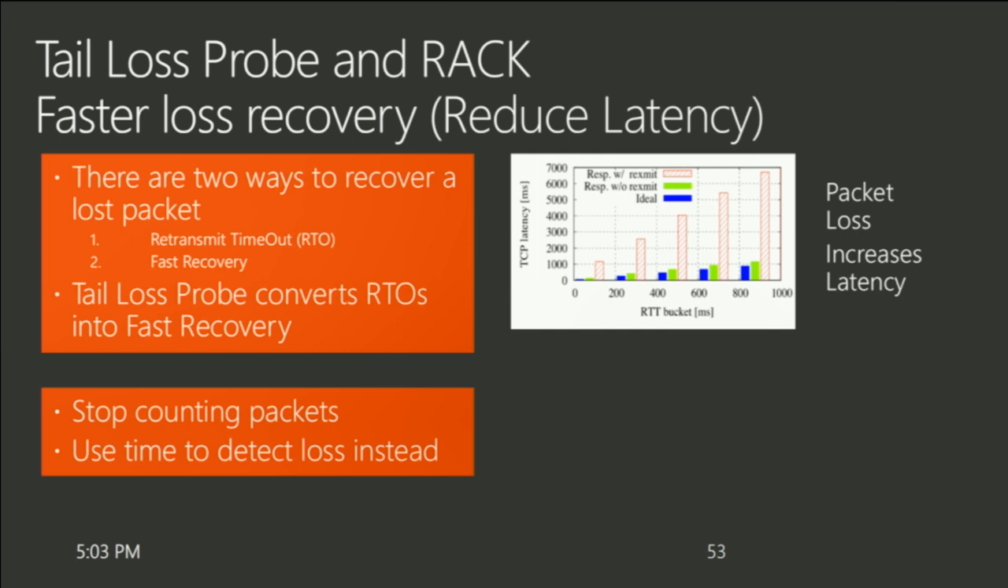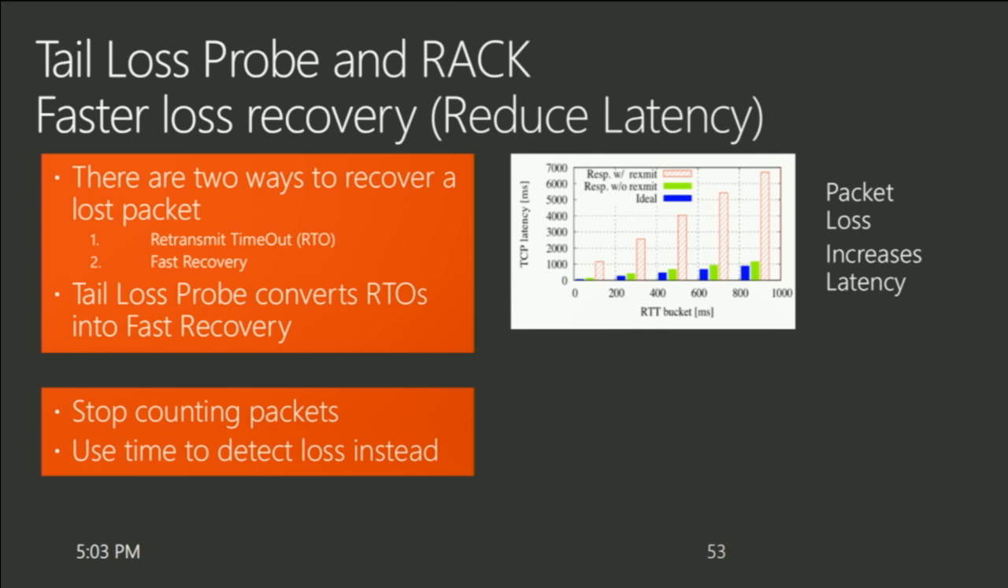What we want to do is convert those RTOs into fast recoveries. And we do that with tail loss probe. What it does is it essentially uses time instead of packet counting. And it says, oh, you know, this packet's been missing for enough time. I think I should have got a NACK back. So I'm going to go ahead and retransmit a packet anyways, just in case, to find out. And the SACK will take care of the rest of it.